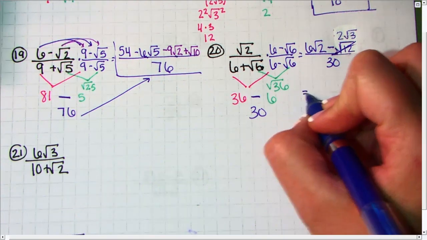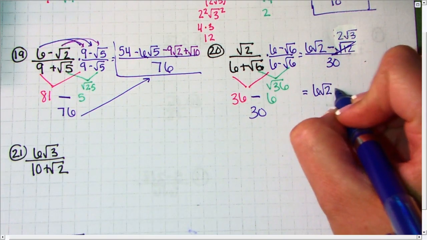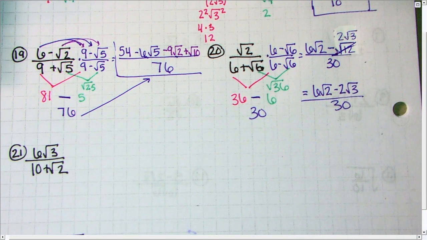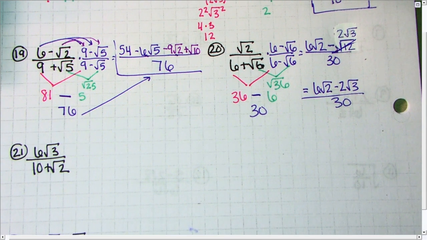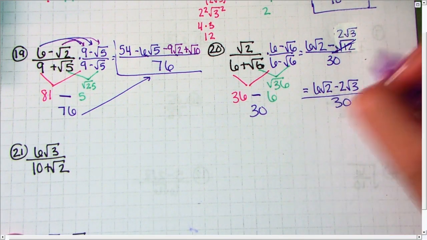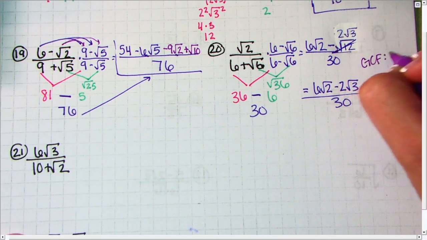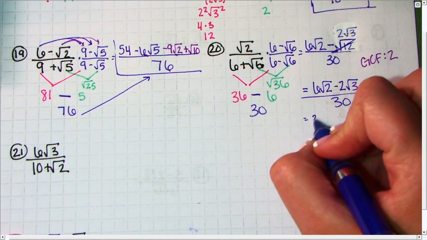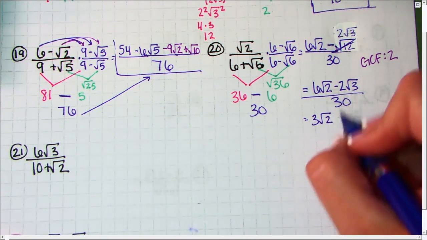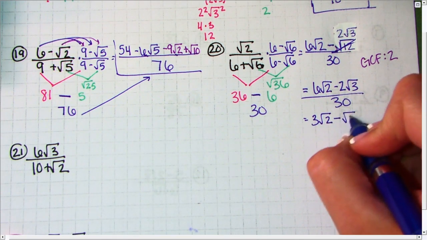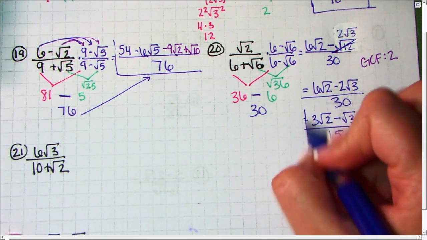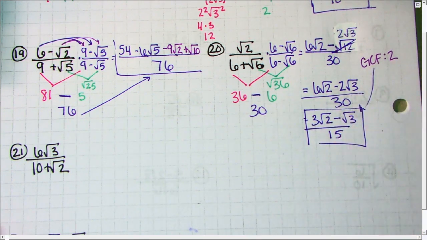So now I have 6 square roots of 2 minus 2 square roots of 3 over 30. Hopefully I can see a GCF here. My GCF in this case is 2. So I'm going to make a note to myself that the GCF is 2, and pull a 2 out of everything. 6 divided by 2 is 3. 2 divided by 2 is 1, so negative square root of 3. 30 divided by 2 is 15. So I pulled a GCF of 2.